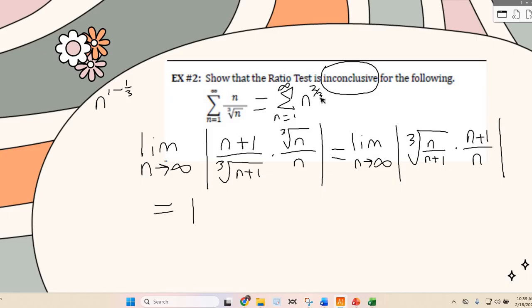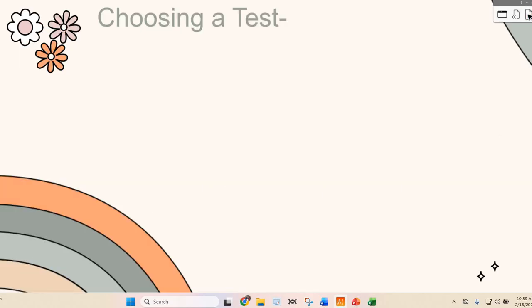So, speaking of when we're choosing a test, for the most part we are not going to be told, use this test. So remember, you do have your flow chart. The first thing that we want to look at is, is it a special type? What are our special types?